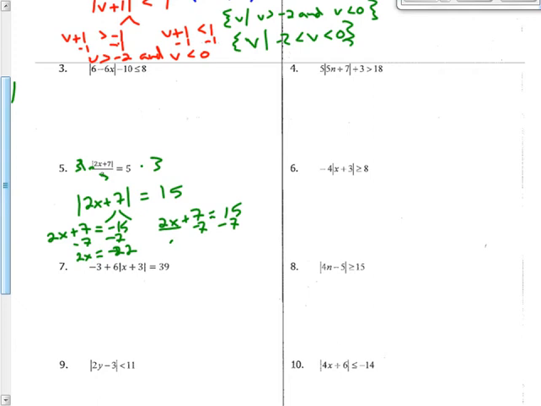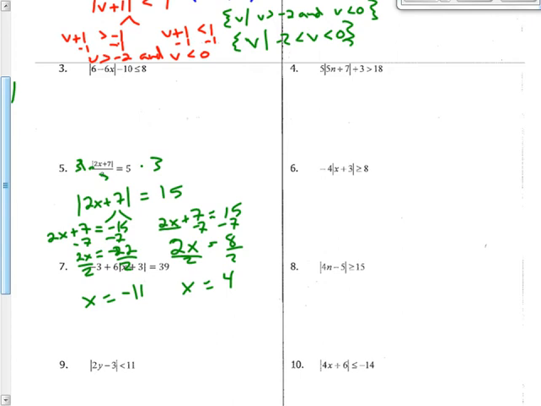Smartboard's frozen here. 2x is equal to 8. We're dividing by 2, so I get x equals negative 11. Divide by 2 and get x equals 4.